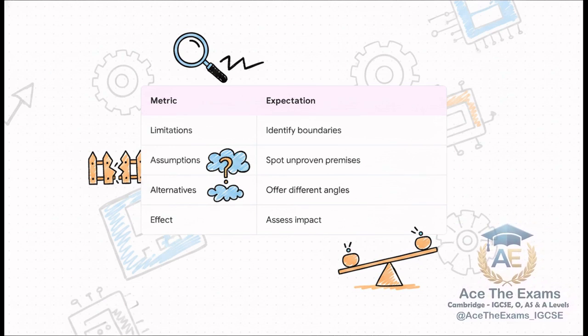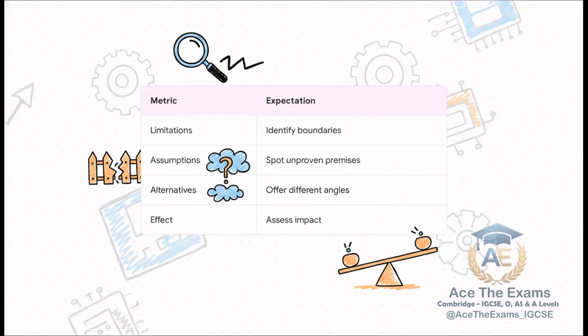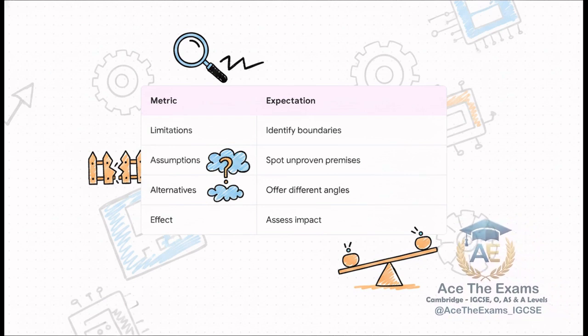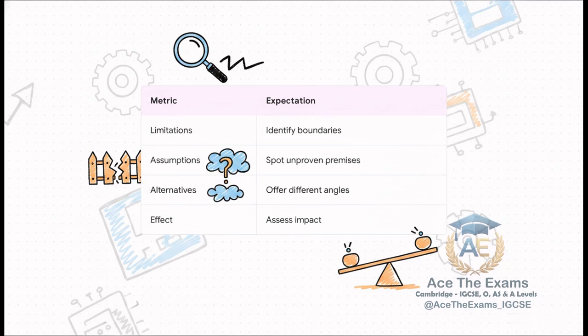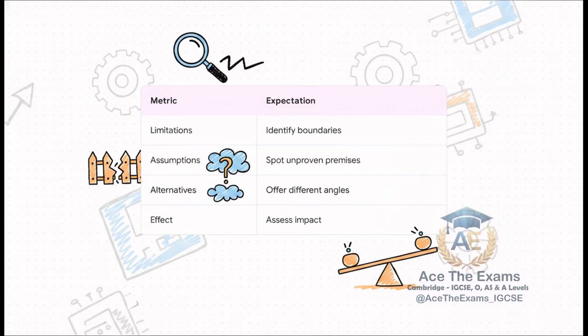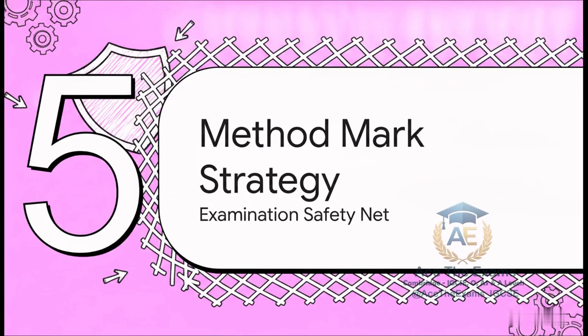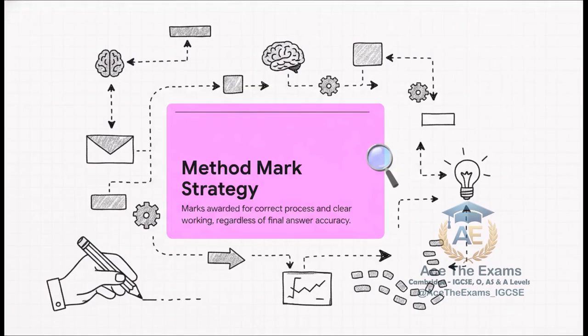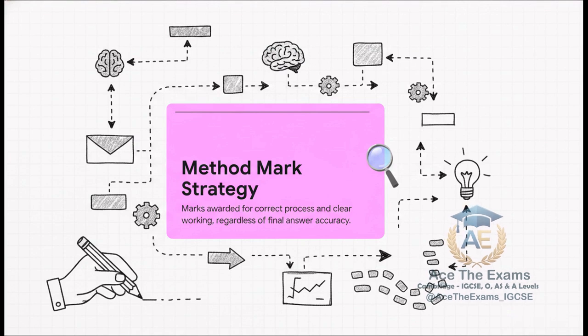This sequence right here is how you demonstrate true evaluative depth. It is how you show the examiner that you aren't just reciting facts, but you are actively thinking like a professional computer scientist. Section 5, the method marks strategy. This is your ultimate examination safety net. The method mark strategy is a game changer.